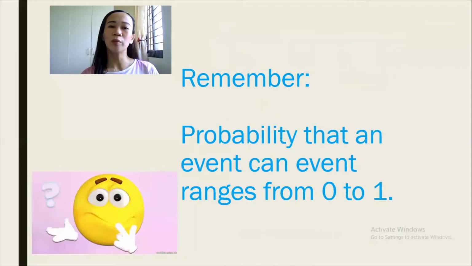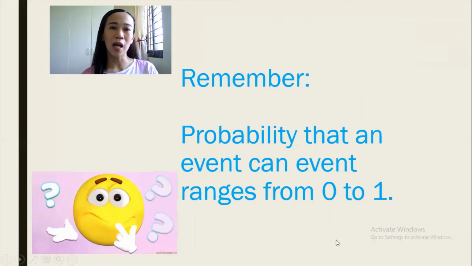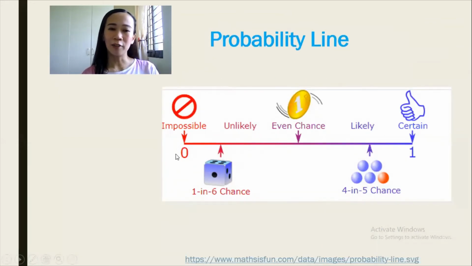Okay, so we need to remember that the probability that an event can happen ranges from 0 to 1. So it's either it will never happen or it's 1, which is it will happen. We have a probability line here from 0 to 1. From 0, it's impossible, then going to unlikely, and in here there's an even chance, and in here it's likely to happen, and if it's a 1 then we are certain that it's going to happen.